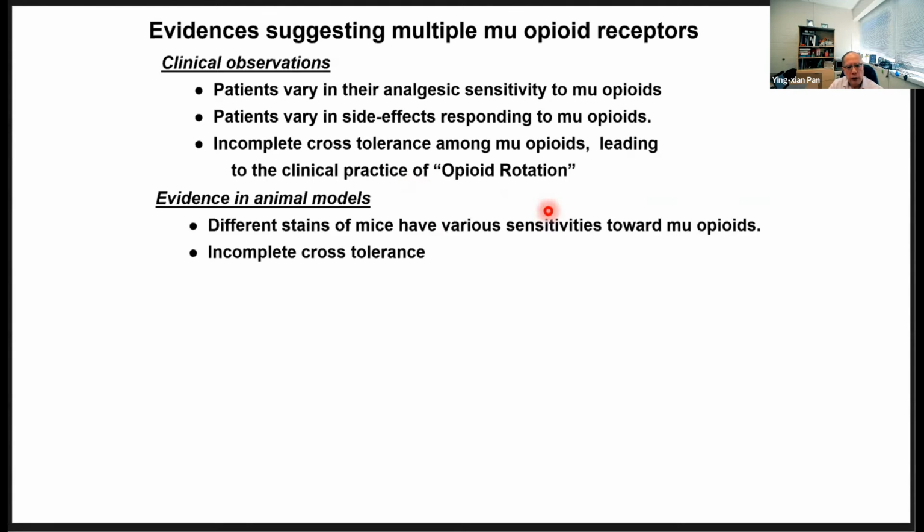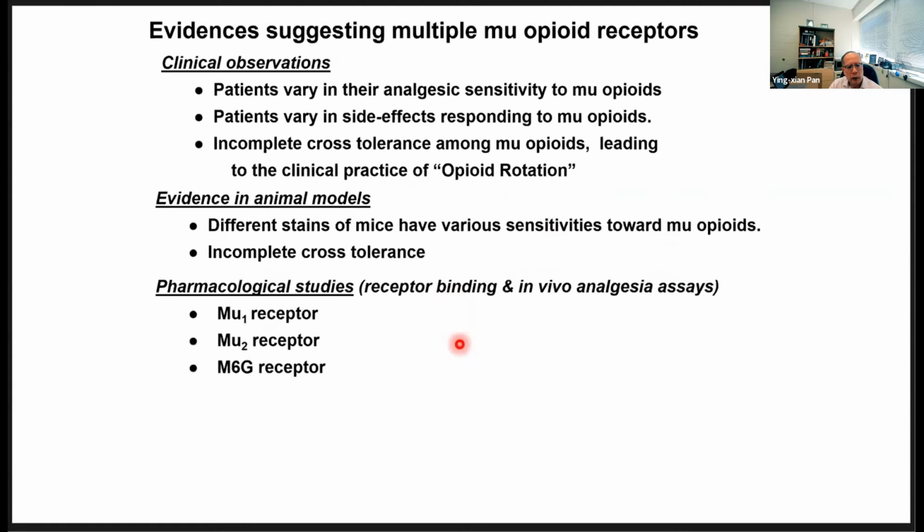Similar observations were seen in animal models. Different strains of mice have various sensitivity toward mu opioids, and incomplete cross tolerance among the opioids. And early pharmacological studies used receptor binding assays and in vivo analgesia assays with different types of opioids and opioid peptides to define three subtypes: mu1, mu2, and the M6G receptor.